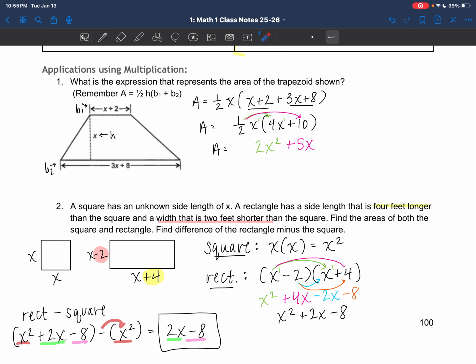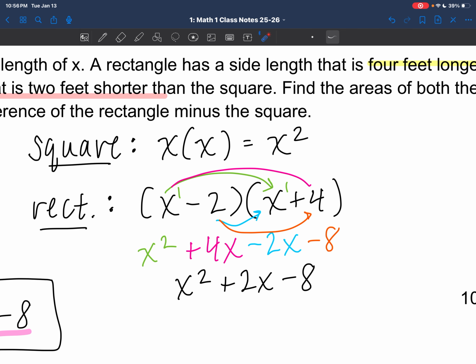The area of the square is length times width, so it's x times x, which equals x squared. And the rectangle is length times width, so it's x minus 2 times x plus 4. And here, do x squared, 4x, minus 2x, minus 8. And now combine like terms. So this would be for the rectangle, and this would be for the square.